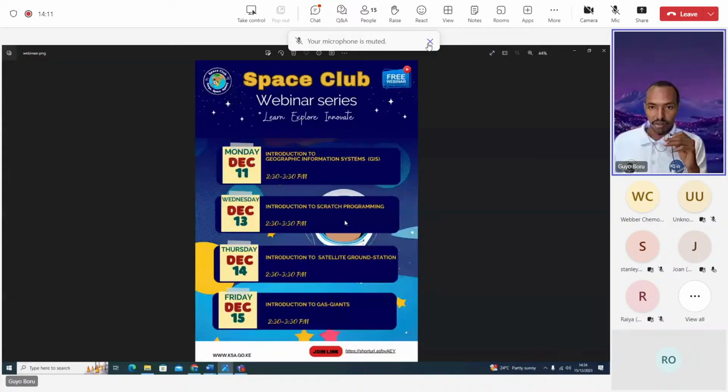I believe you can see my screen here. We started with an introduction to geographic information systems on Monday, and then Wednesday we had an introduction to Scratch programming, where we came up with a solution on how to do programming on Scratch. And yesterday we did an introduction to satellite ground station, and I believe you were able to understand how a ground station works and why it is important for us to implement a ground station. So today we are having another presentation related to the space sector, specifically space science and astronomy.